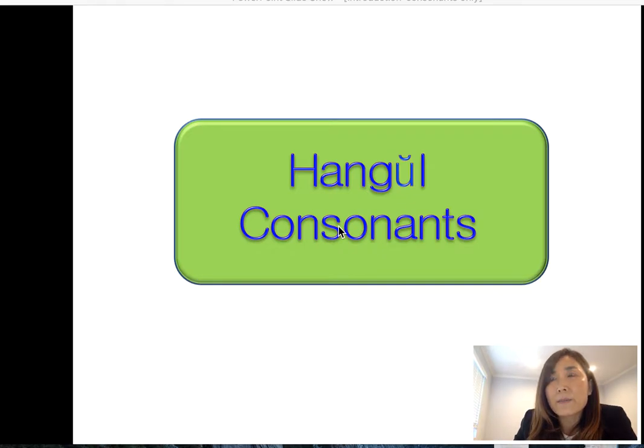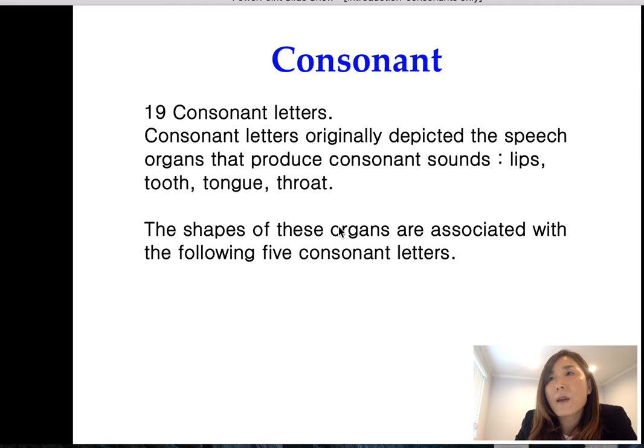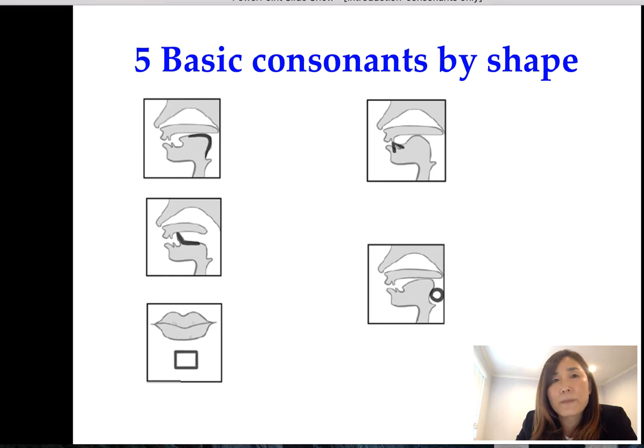Hangul consonant letters. This lecture delivers the sound qualities of all consonants and basic strokes and orthographies. There are 19 consonant letters. Consonant letters originally depicted the speech organs that produce consonant sounds: lips, tooth, tongue, throat. The shape of these organs are associated with the following five consonant letters.